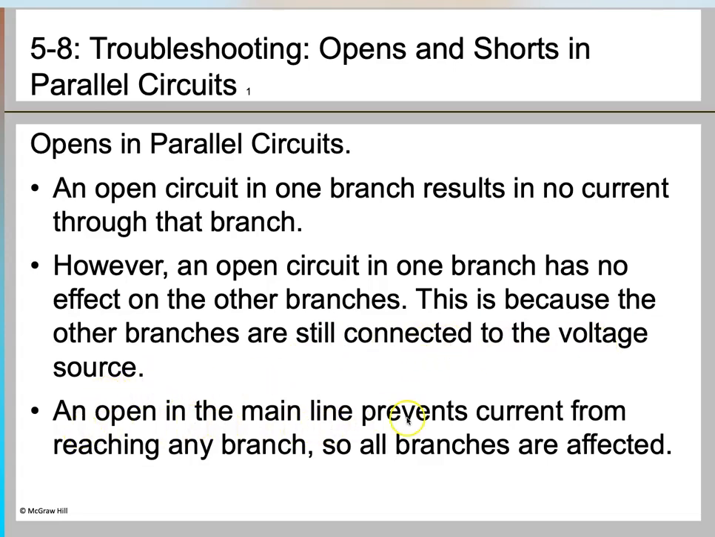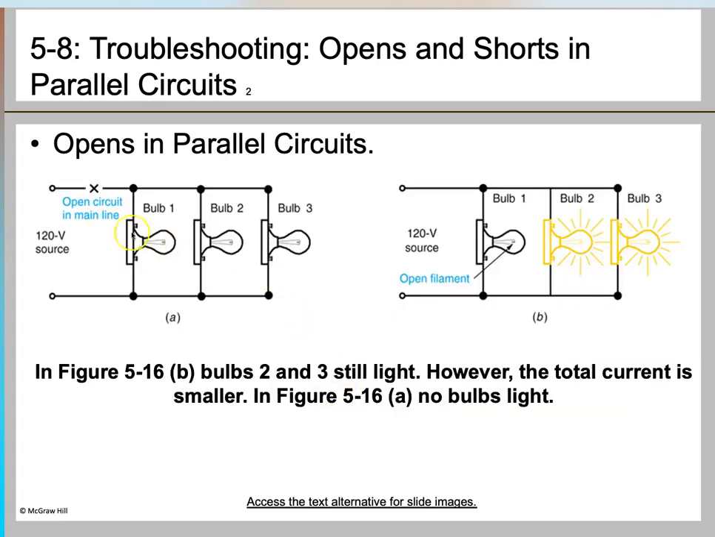An open in the main line prevents current from reaching any of the branches, which is very obvious, because if your main line is disconnected, then the circuit will not have the common voltage. So let's see here. The first case is that your main line or supply line is disconnected. So no matter how many branches you connect later on, it's not going to get any voltage, because the line has been disconnected here in the beginning. So the voltage here is going to be 0 volts, and if it is 0 volts, then these bulbs are not going to light up.